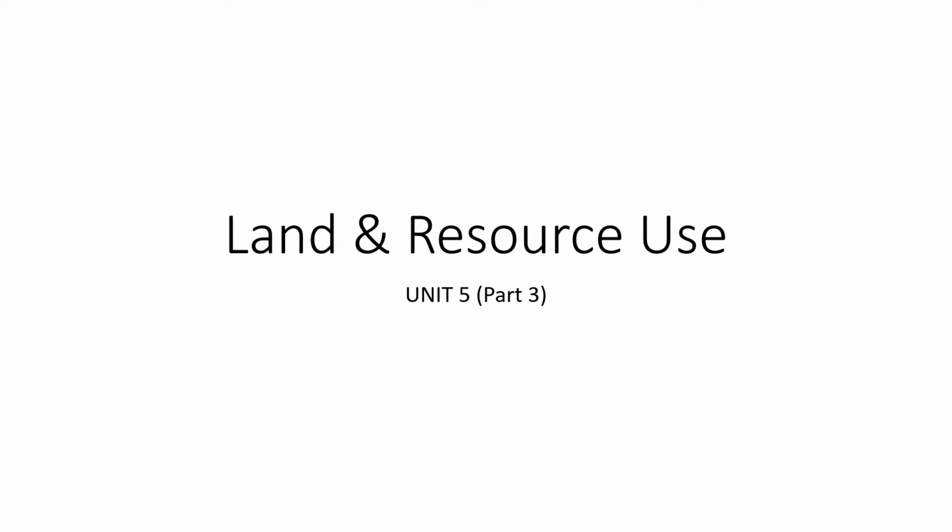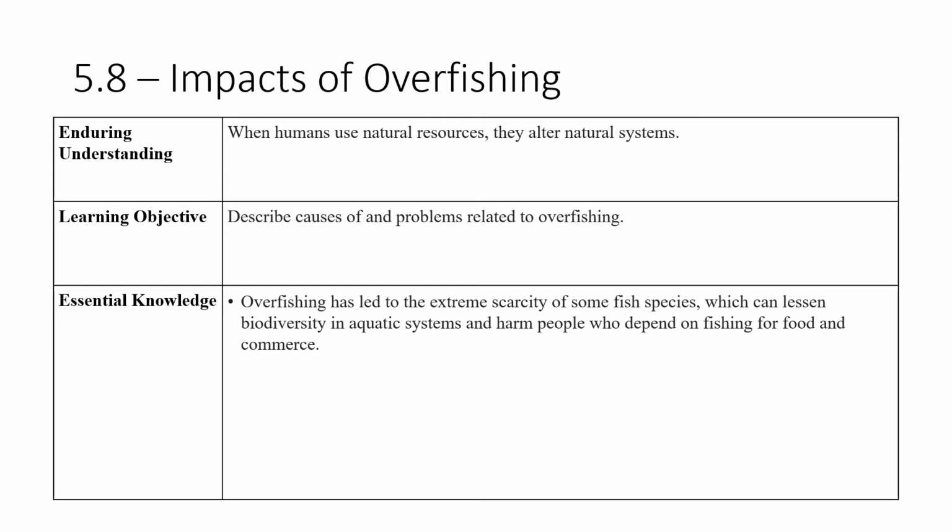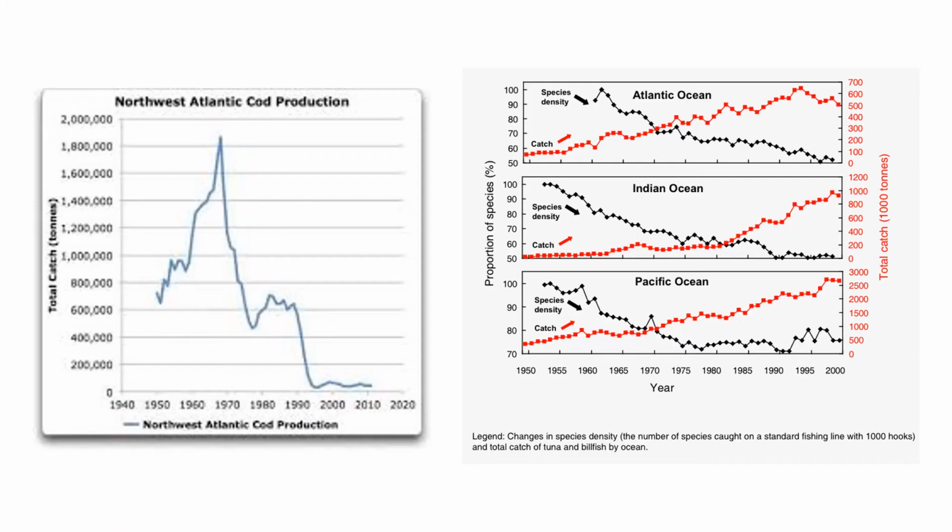And now we're on part 3 of 4. So we're almost done here with land and resource use. Unit 5, man, it's a big one. But we're going to look at overfishing. One of the best examples is this cod because it's been studied a lot and it's delicious.